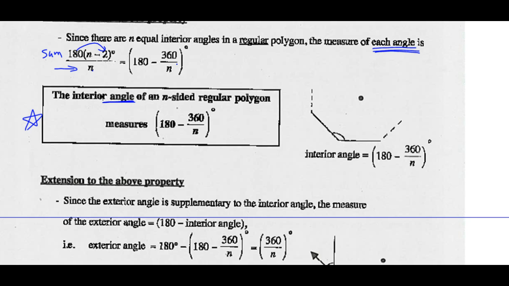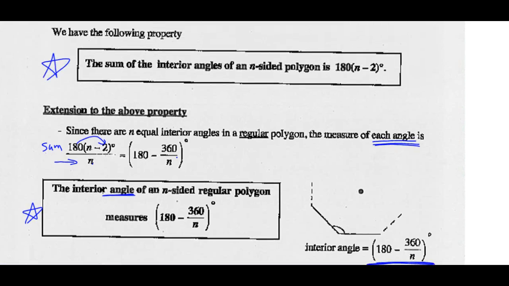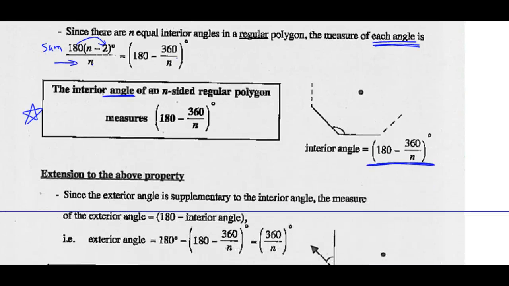All right. One interior angle looks like that. The sum of all the interior angles is right here. The sum of every interior angle is 180 times n minus 2. The measure of one of those interior angles is 180 minus 360 divided by n.